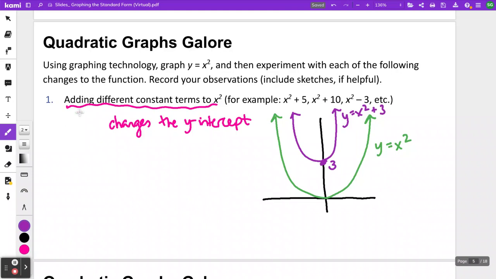And this is the first of 4 observations we are going to make. This was talking about the constant, or that c in ax squared plus bx plus c. The last 3 of these are going to be about what happens when you change the number in front of x squared, when you change that a term in ax squared plus bx plus c.